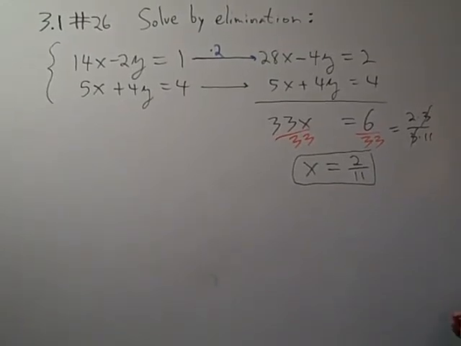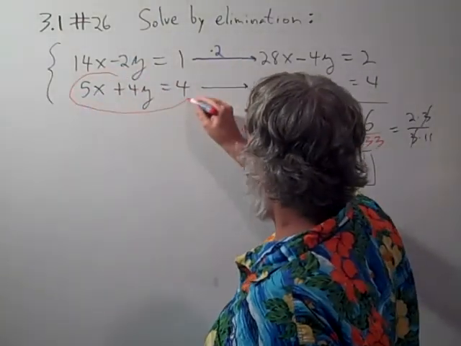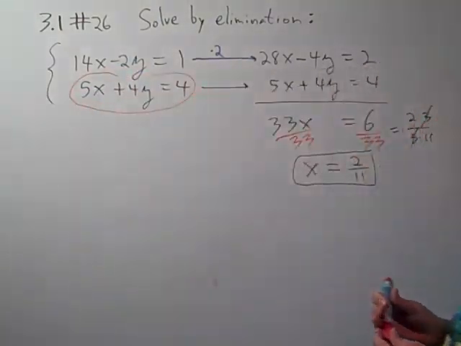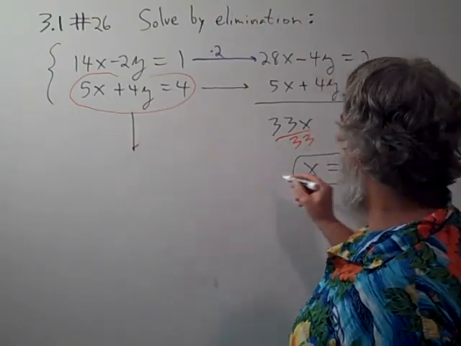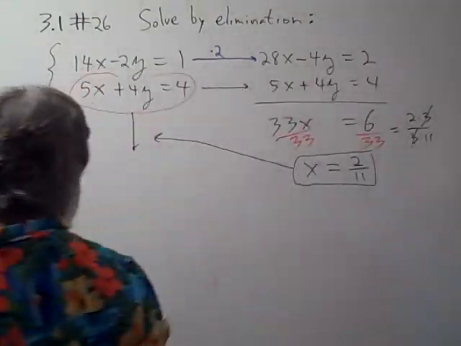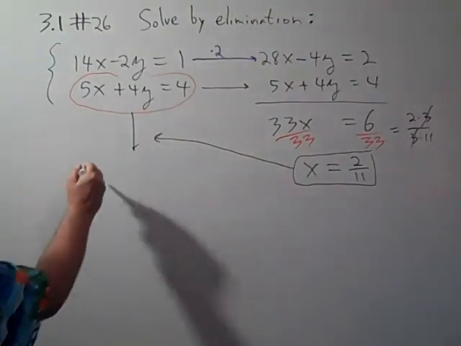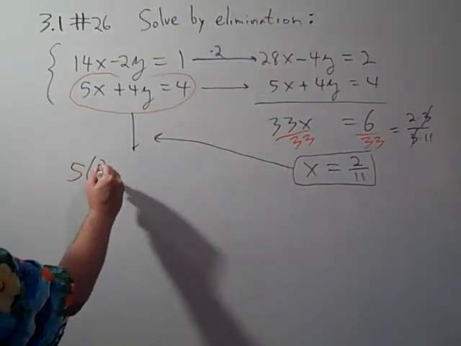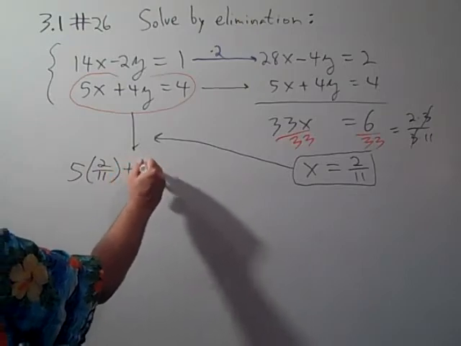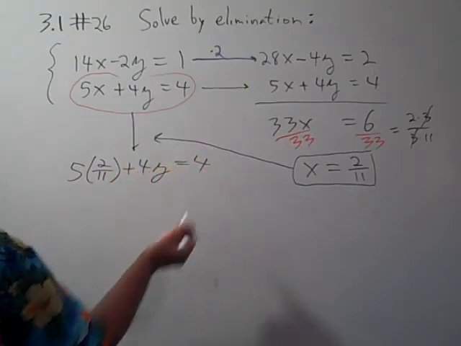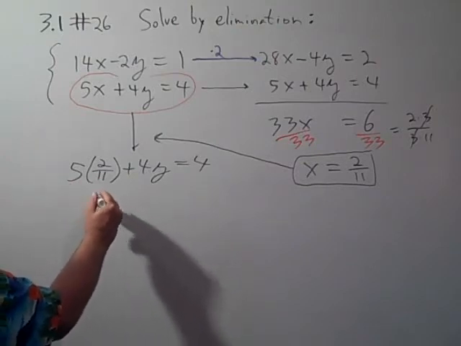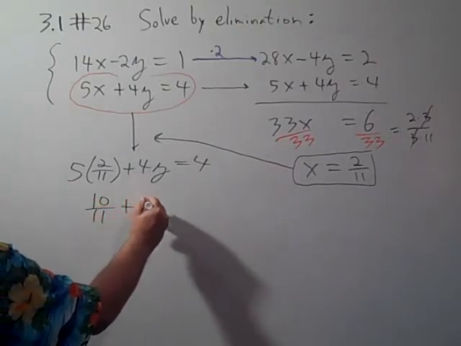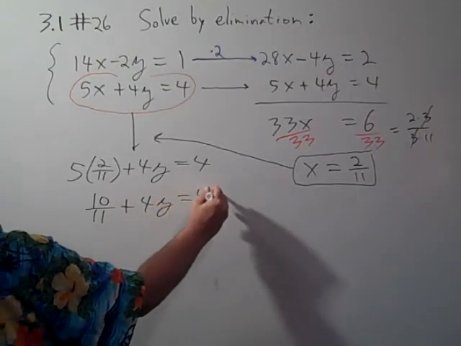So we could use any of the earlier equations to find y. I think I'll use this one. Use the simplest one; the simplest one is usually best. So taking this equation and plugging in what we already know, that x is 2 11ths, we have 5 times 2 11ths plus 4y is equal to 4. And 5 times 2 11ths is 10 11ths, so 10 11ths plus 4y equals 4.